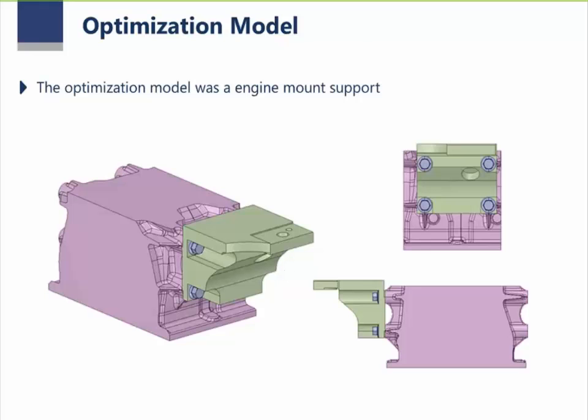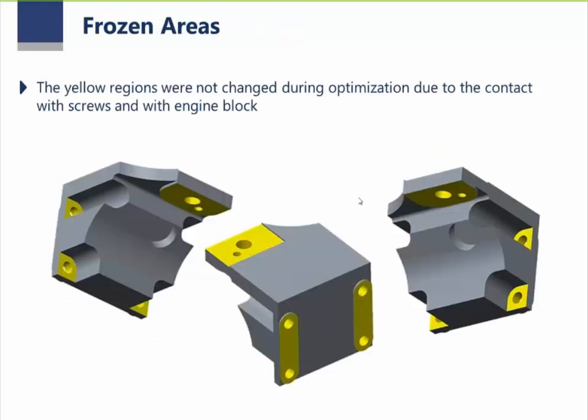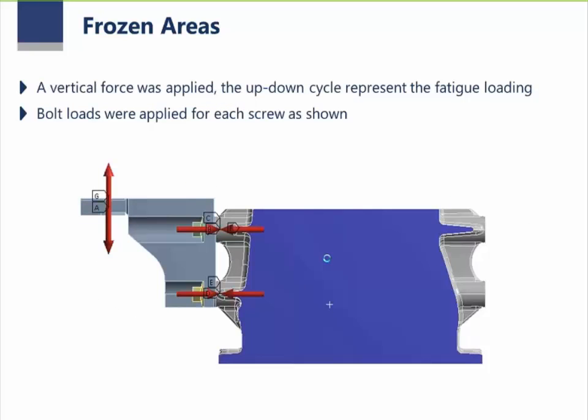So here are some areas of our model that we didn't change because they are in contact with bolts, for example, and here is also in contact with parts of the model where we apply the force, and also some parts which are in contact with the engine block. So for these parts, the optimization cannot take material away.